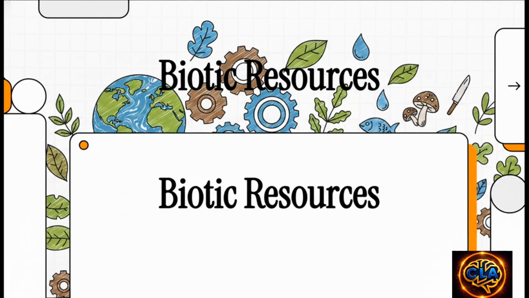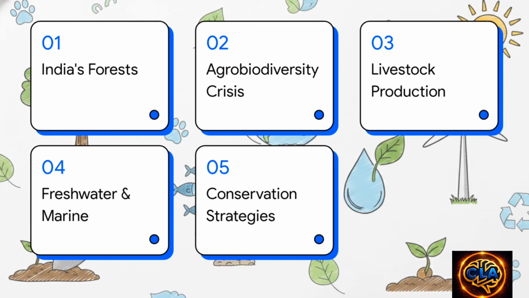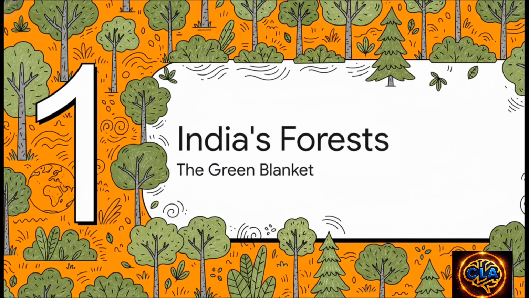Let's get started. Here is our roadmap for today. 1. India's forests and grasslands. 2. The agrobiodiversity crisis. 3. Livestock and production systems. 4. Freshwater and marine resources. And finally, 5. Sustainable conservation strategies.